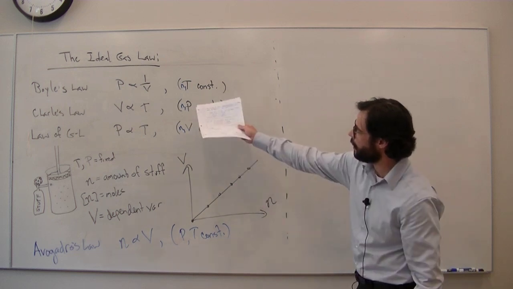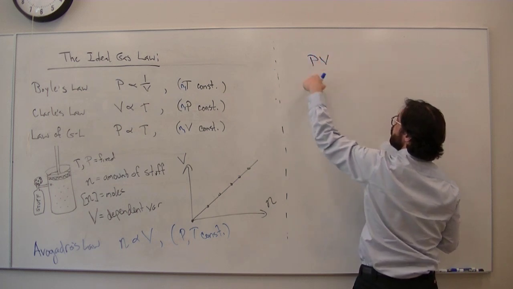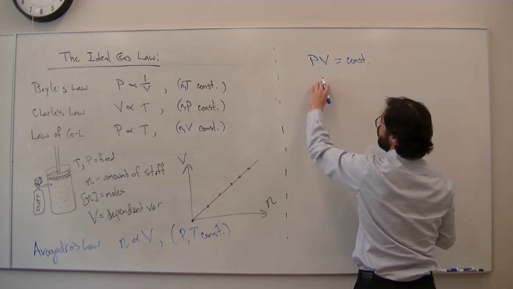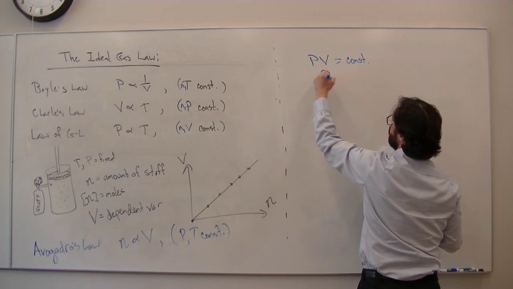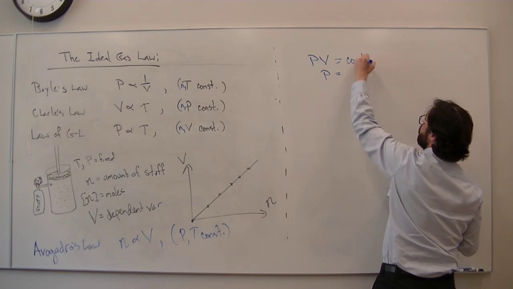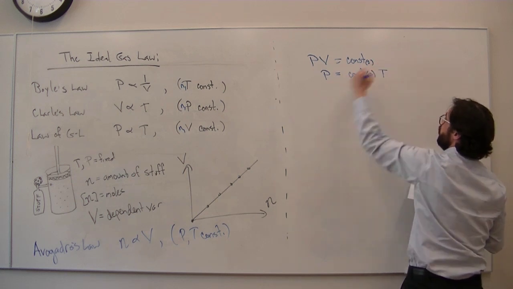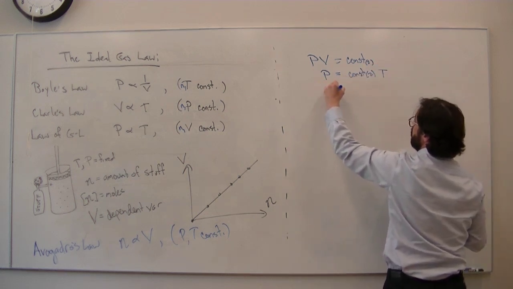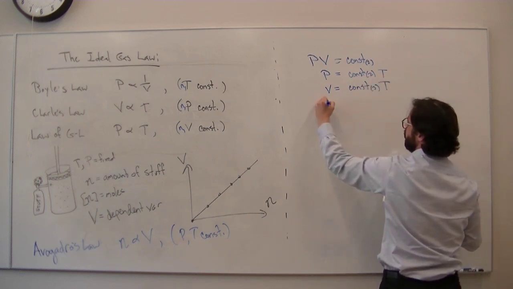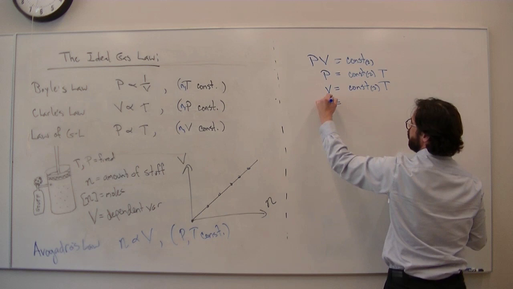So we can rephrase Boyle's law by saying not that P is inversely proportional to V, but that PV equals some constant. But then I can also say that P equals some different constant, we'll call this constant 1, times T. But then I can say that V is some constant times T. And then I could say that mole number is some constant times V, but I'll do that in the way that puts all the stuff on that side.